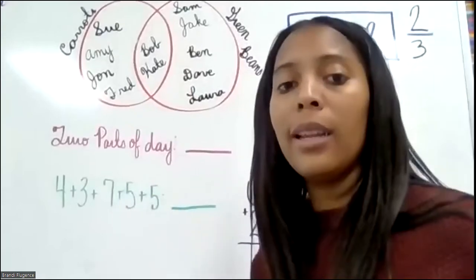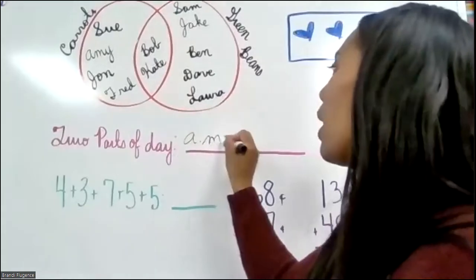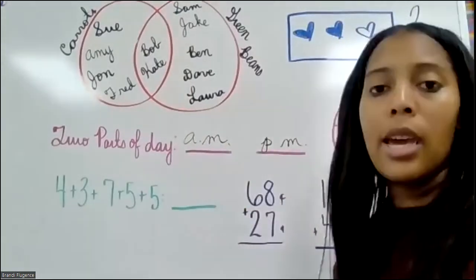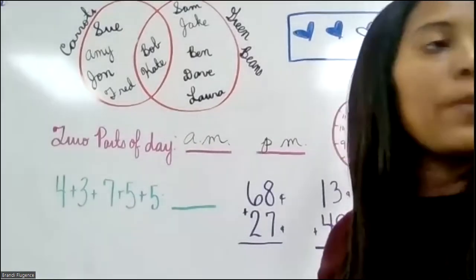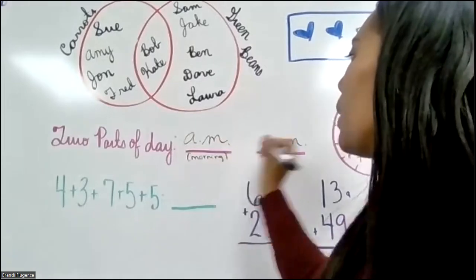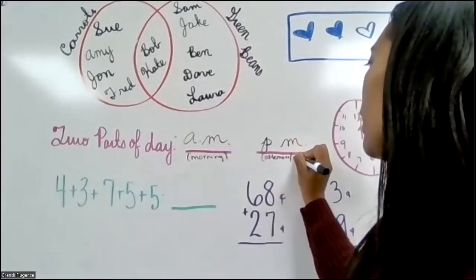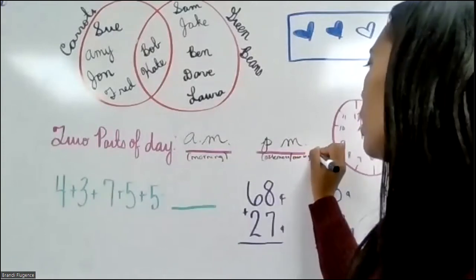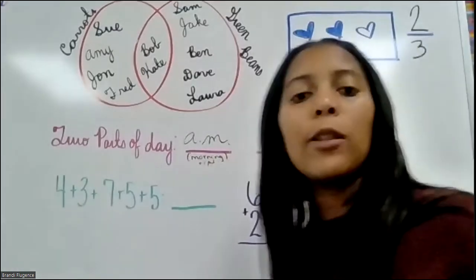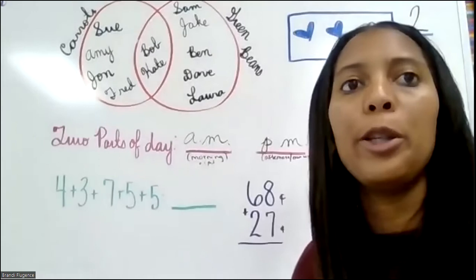But our day is split into two parts. We have the morning and the afternoon, which we know as AM and PM. AM and PM, we know that, right? AM is our morning portion of the day. PM is our afternoon and evening part of the day. And night is going to fall under this. Okay? So we have two parts of the day, AM, which is morning, and PM, which is afternoon.